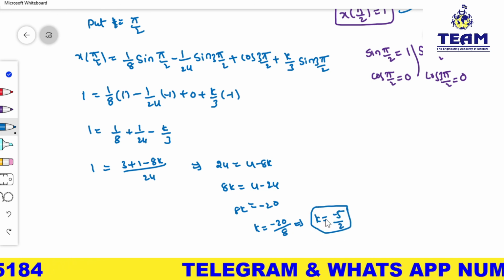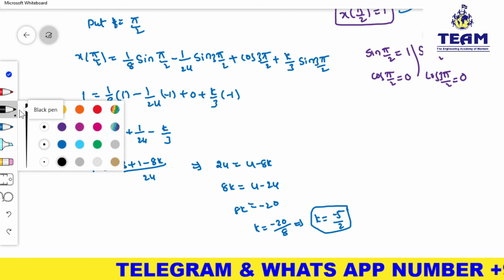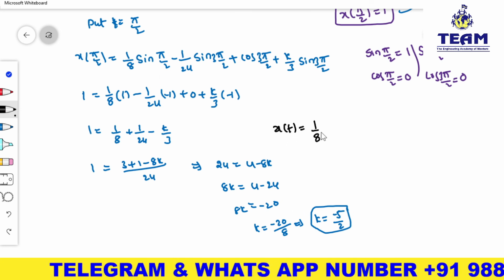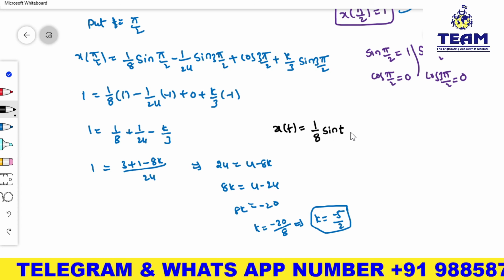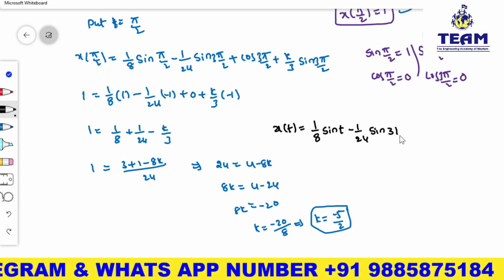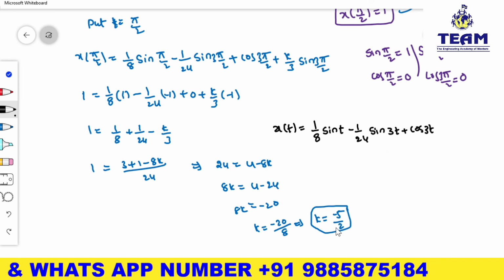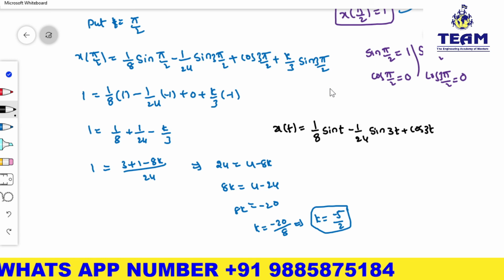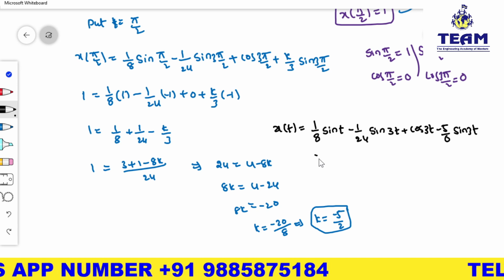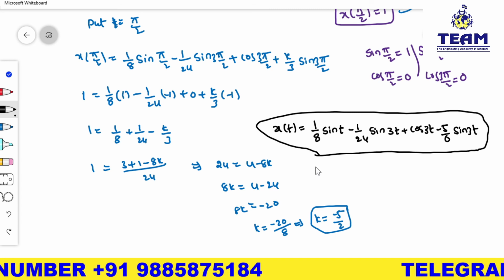So friends, what we have to do? You have to substitute this value in x of t. Then we will have the final solution: x of t is equal to 1 by 8 sine pi by 2, meaning sine t only. Okay now? Sine t minus 1 by 24 times sine 3t plus cos 3t plus k, which is minus 5 by 2. So here you will have minus 5 by 2 into 1 by 3, meaning minus 5 by 6 sine 3t. Okay na friends. So this is the final solution for the given problem. Hope it is clear for everyone. Thank you for watching this video.